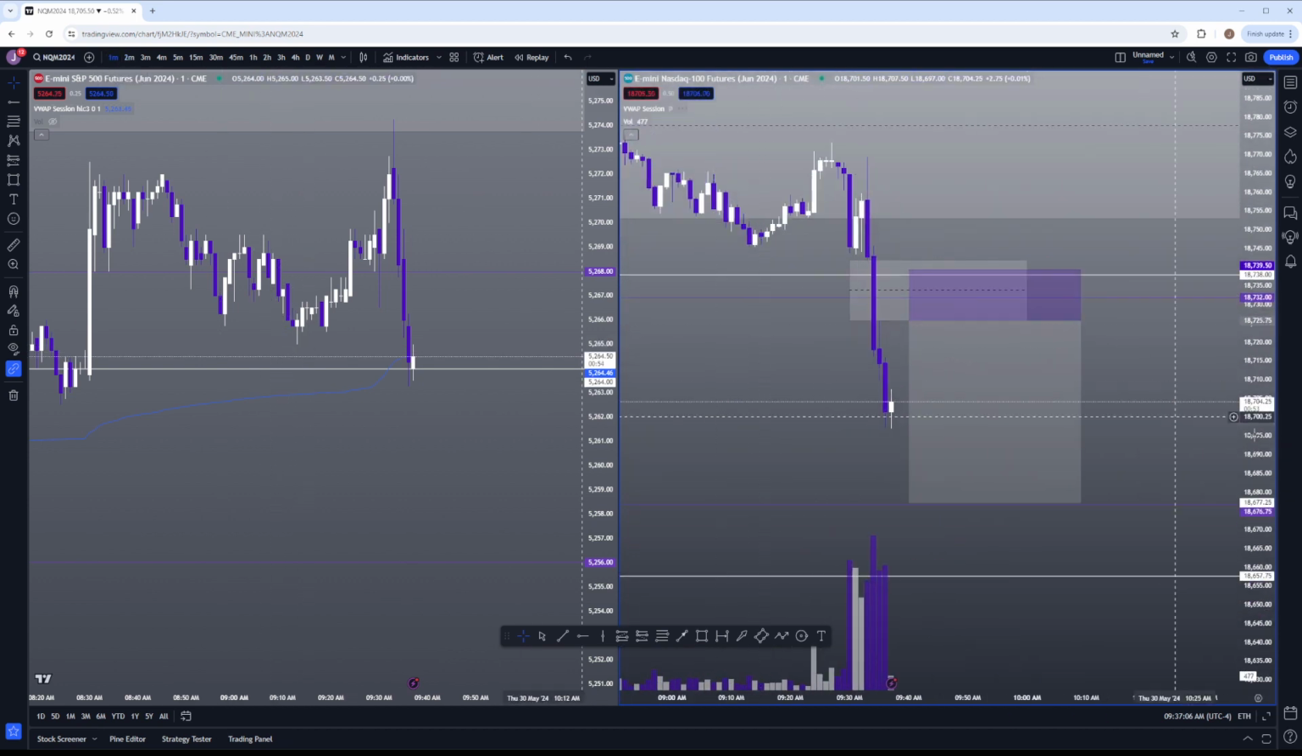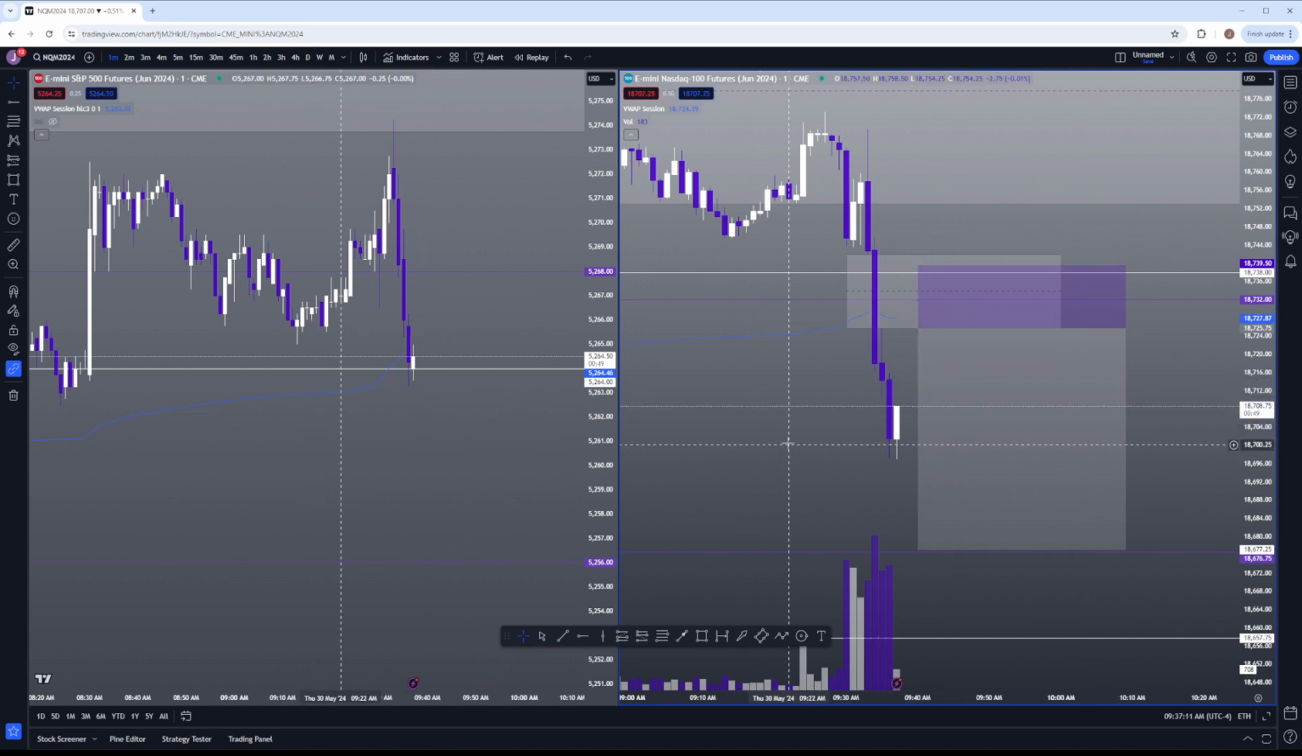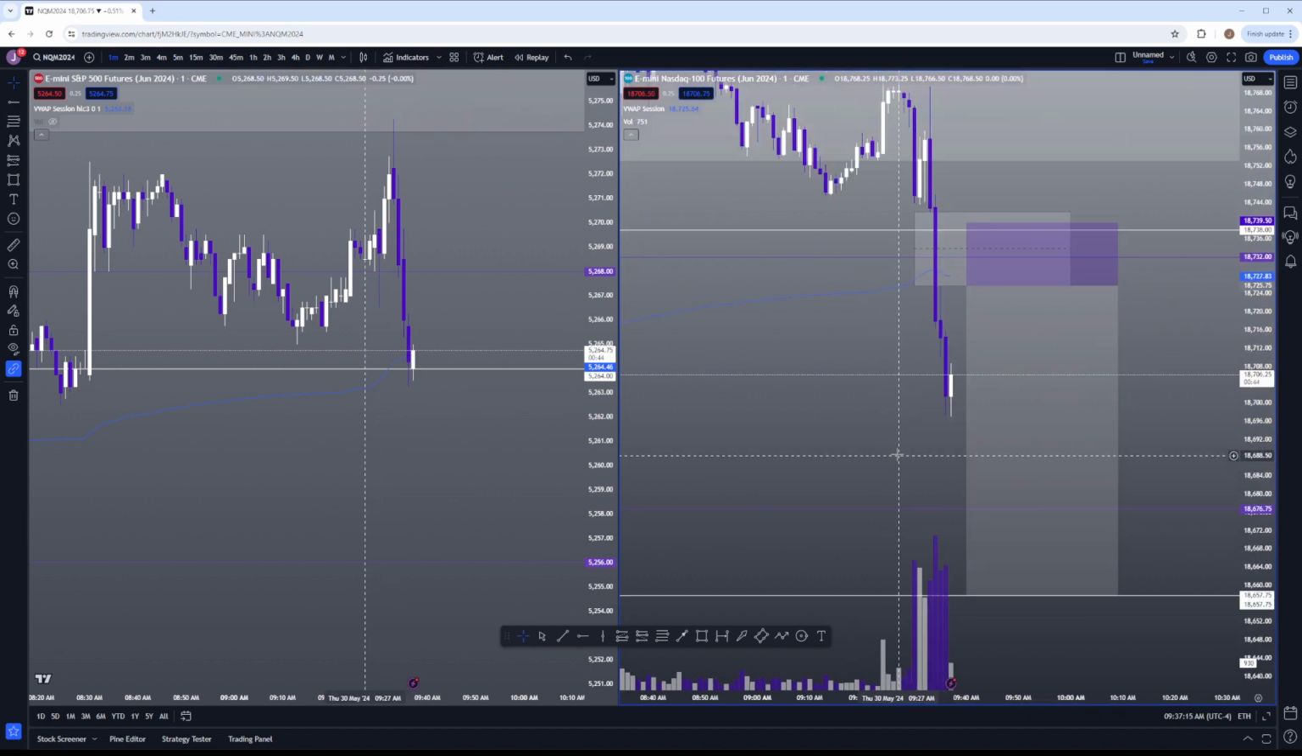So maybe let's see if we can get some kind of retracement, something clear to where we can still catch a good risk to reward setup down to that London low.